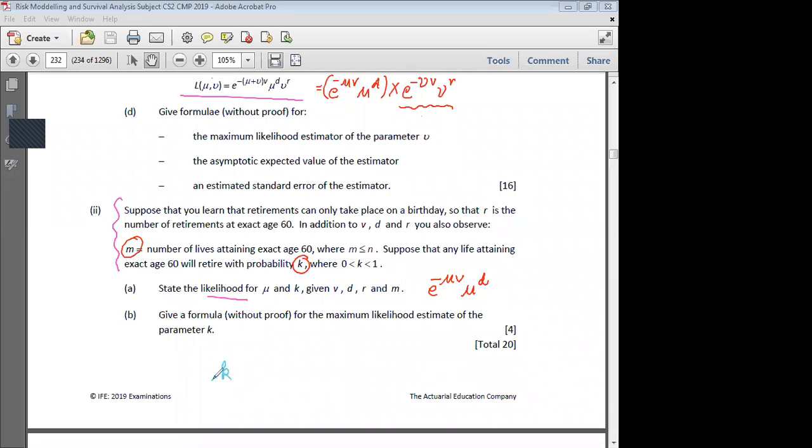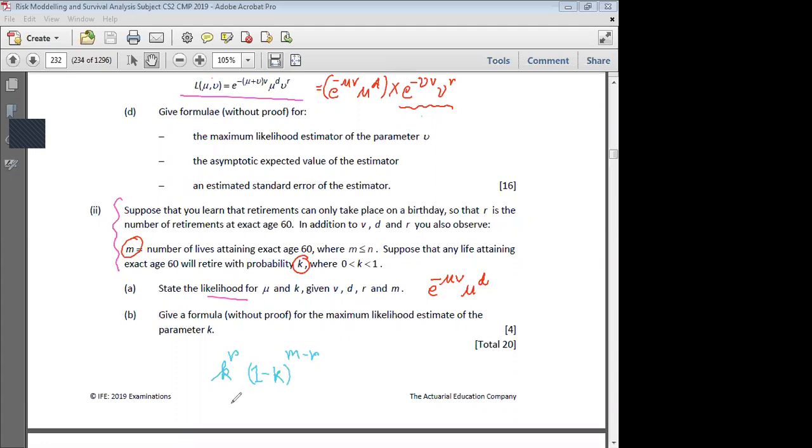So the chance of this happening will be what? With K probability, these lives retire, and the number of people who retire is denoted by R. And 1 minus K will be the probability that a particular life does not retire. And if I keep on multiplying this for all the lives, what I will get is M minus R, because M is the total number of people who were likely to retire, but only R out of those people retired. So the remaining M minus R are the people who have 1 minus K as the probability. Does this make some sense?